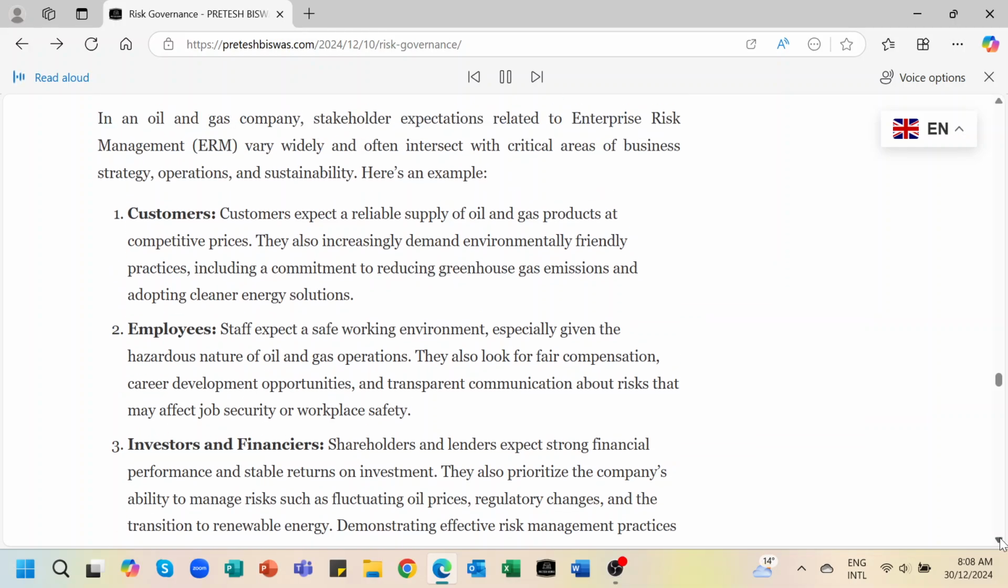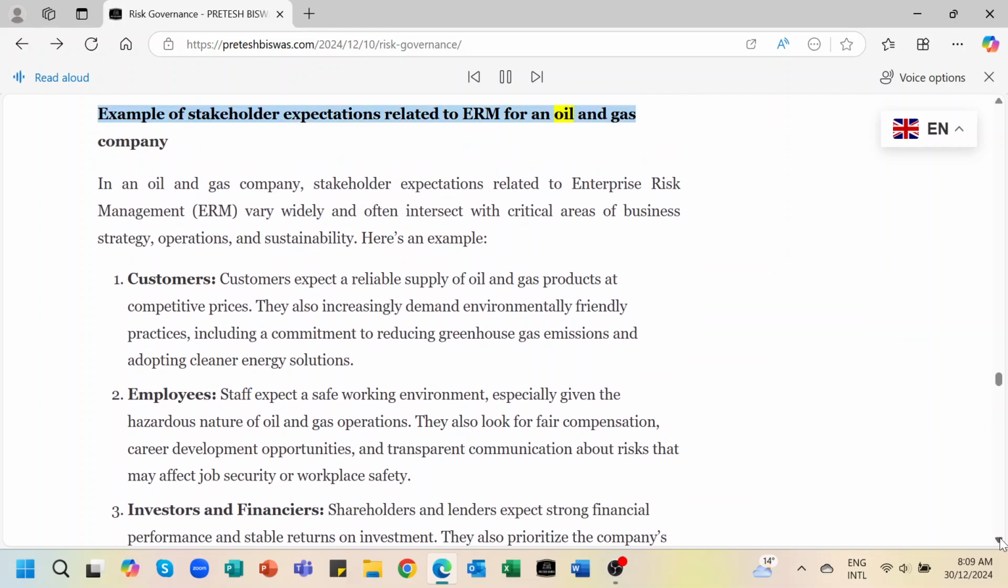Example of stakeholder expectations related to ERM for an oil and gas company. In an oil and gas company, stakeholder expectations related to enterprise risk management, ERM, vary widely and often intersect with critical areas of business strategy, operations, and sustainability. Here's an example. Customers. Customers expect a reliable supply of oil and gas products at competitive prices. They also increasingly demand environmentally friendly practices, including a commitment to reducing greenhouse gas emissions and adopting cleaner energy solutions.